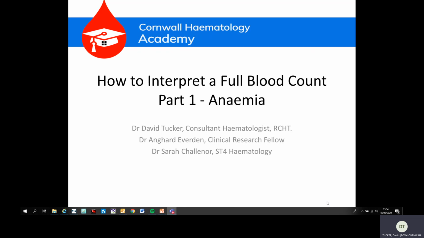I'm one of the consultant haematologists here at Royal Cornwall Hospital Trust, and together with Dr. Everden, our research fellow, and Dr. Challoner, our registrar in haematology, we've put together a few slides to help you interpret a full blood count.